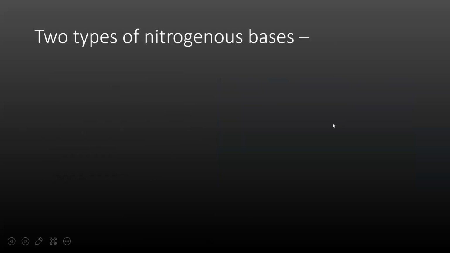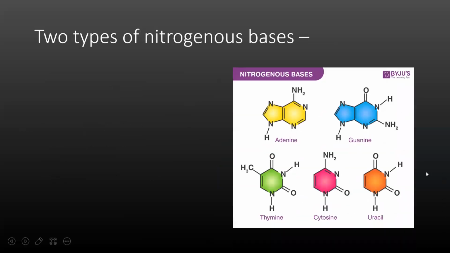Next, nitrogenous bases are of two types. Adenine, guanine, thymine, cytosine and uracil. Now this is one set and this is the other set. What is the difference between the up and the down rings? What is the difference between adenine, guanine and thymine, cytosine, uracil?